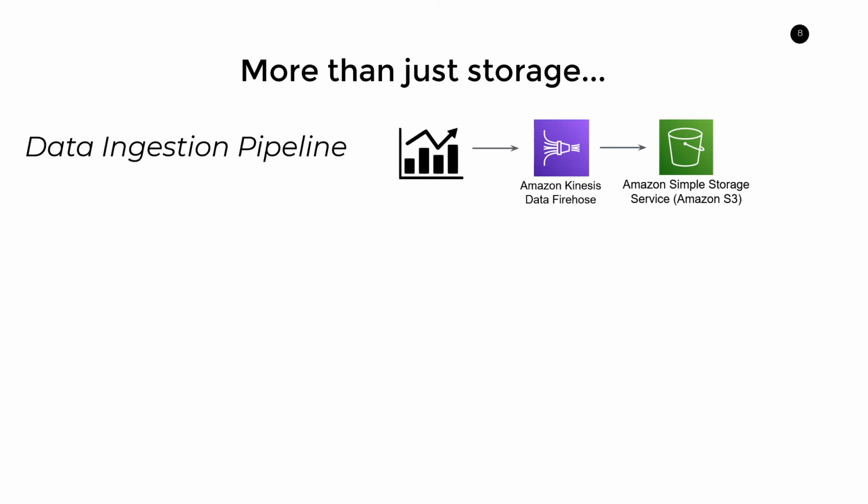So whenever a batch of data gets delivered to our S3 bucket, we can trigger an event to invoke a Lambda function. And that Lambda function will get invoked, and inside the event that is passed into that Lambda function will be the bucket name and the object key that was created.